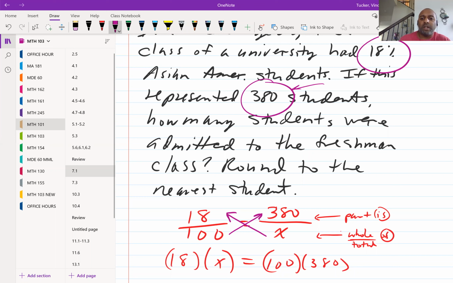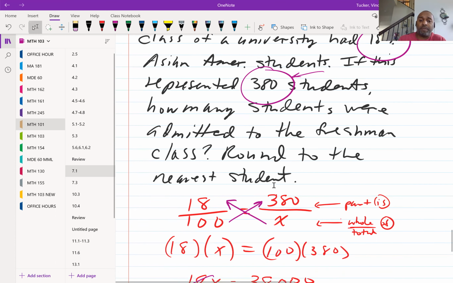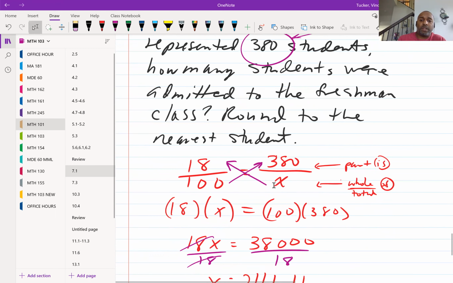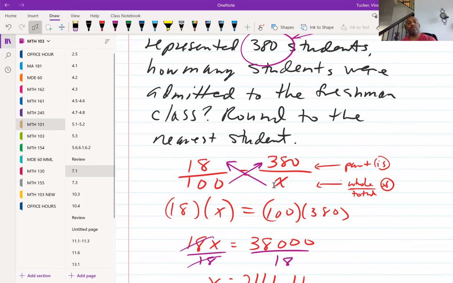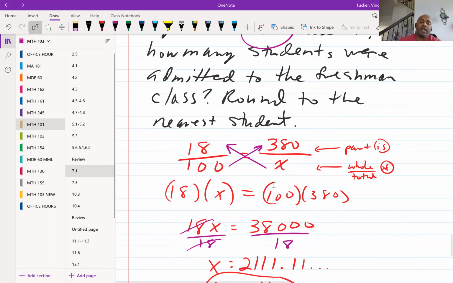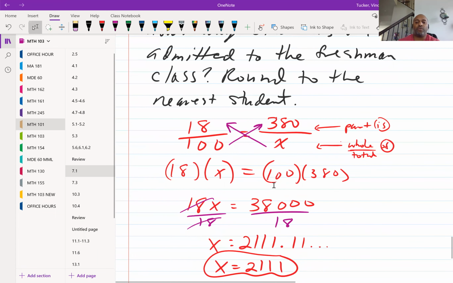All right, so we have 18 over 100 equal to 380 over X. And once you have your proportion set up, now you can just cross multiply like you would any other time. So that's what we did here. X goes with 18, 100 goes with 380. So that's 38,000 equals 18X on one side. Divide by the 18, and then you have 2111.11.